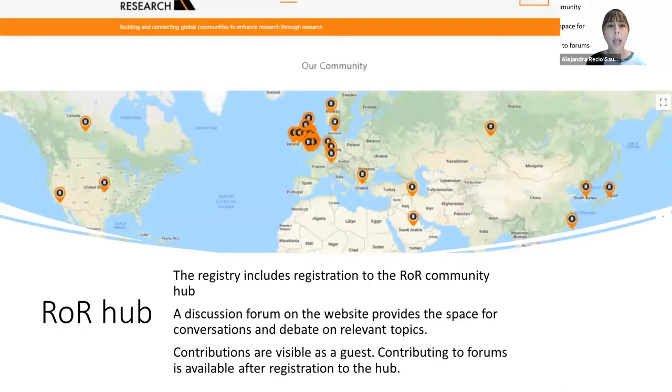Now, this is a map that shows the community so far. We are adding orange dots as people register to the hub. And equally, when you register, you are able to see the topics that are included in the discussion forum, but you cannot participate. As soon as you register, then you can be part of that or contribute to the discussion forum and add your thoughts and contact people and so on.